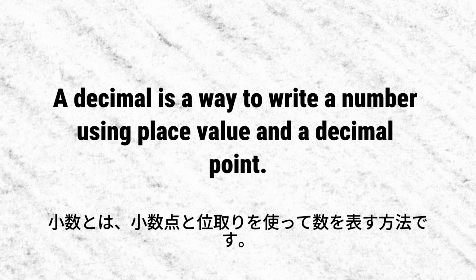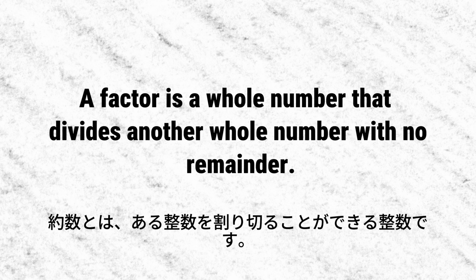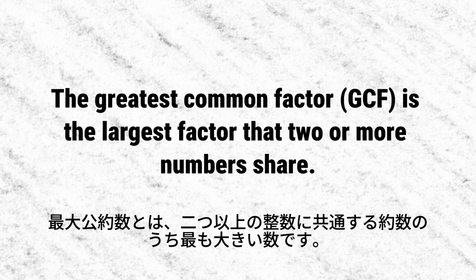A decimal is a way to write a number using place value and a decimal point. A prime number is a whole number greater than 1 that has exactly two positive factors, 1 and itself. A factor is a whole number that divides another whole number with no remainder. A multiple is a number obtained by multiplying a given number by a whole number. The greatest common factor, GCF, is the largest factor that two or more numbers share.